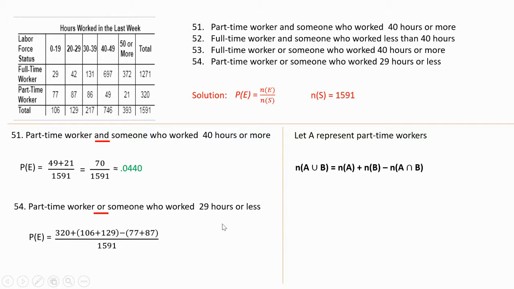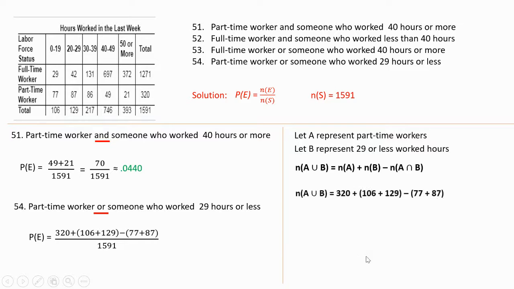Let B represent those who work 20 hours or less. So how many work 20 hours or less? It's going to be these two here. The total 29 hours or less are these 129 plus 106. That's where this comes from. And then minus these two here, because you don't count them again.